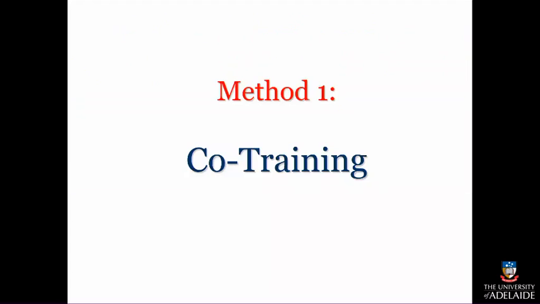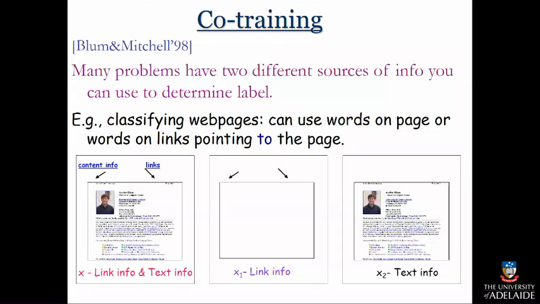The first method is called co-training. Actually, it's a little bit heuristic, and it's not a particular method. It's actually a family of methods. It's like a meta algorithm. It was proposed like 20 years ago.